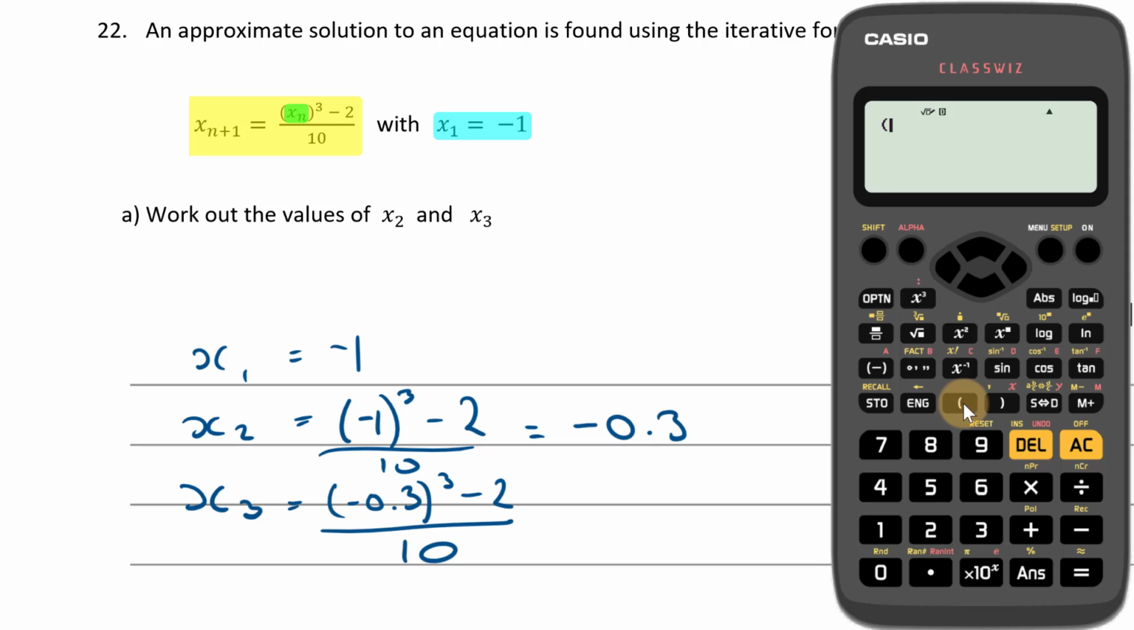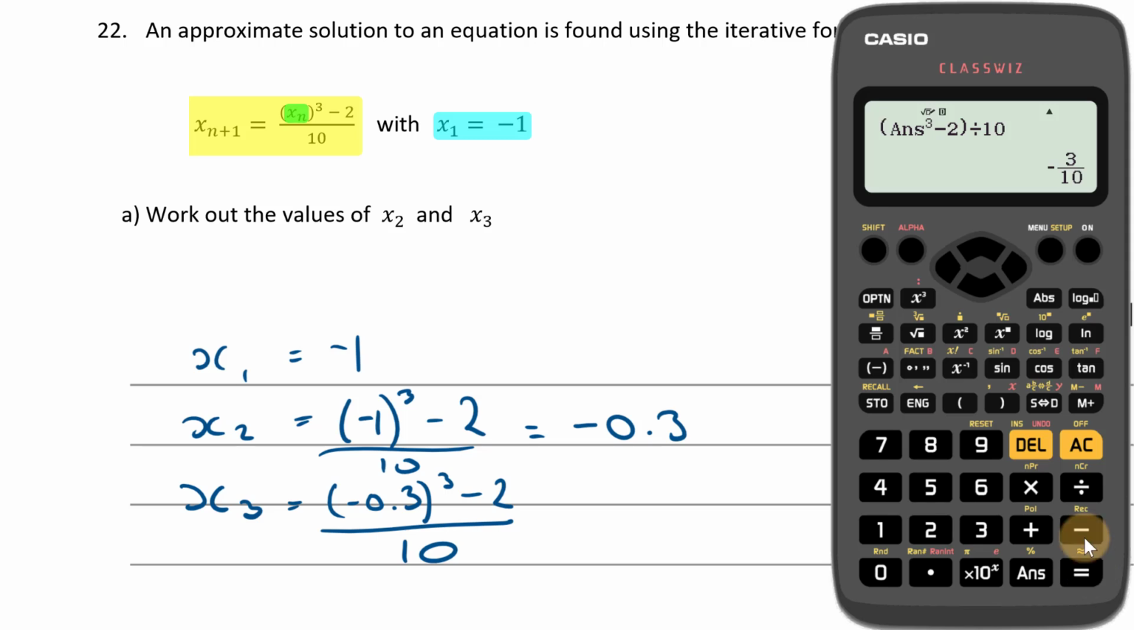So I'm going to type open bracket, answer, cubed minus 2 close bracket divided by 10. Now what that will do is take my last calculated value of minus 1 and feed it in where the answer is. So minus 1 cubed take away 2 divided by 10. That gives me my x2 value. You can see minus 0.3.